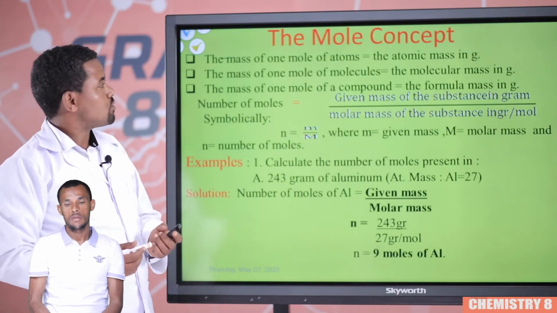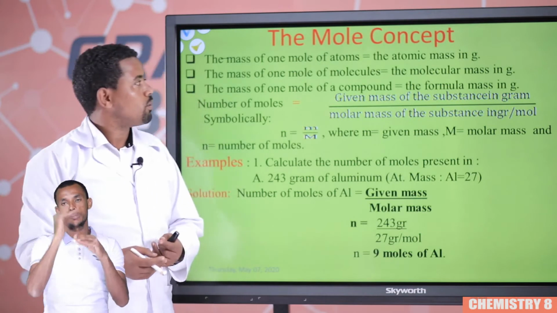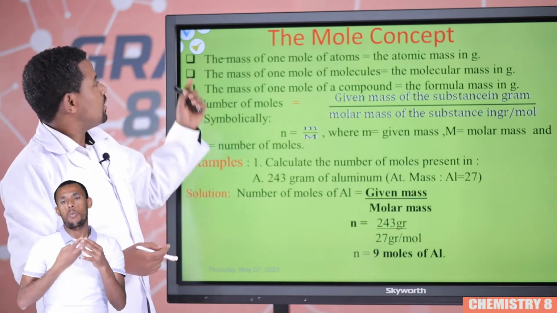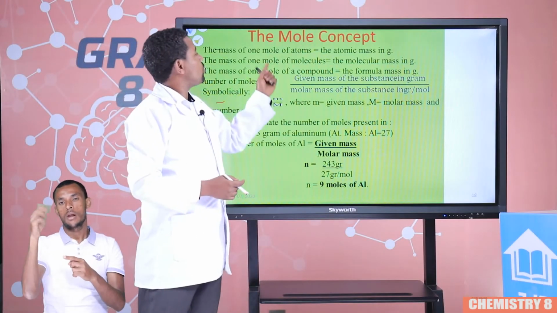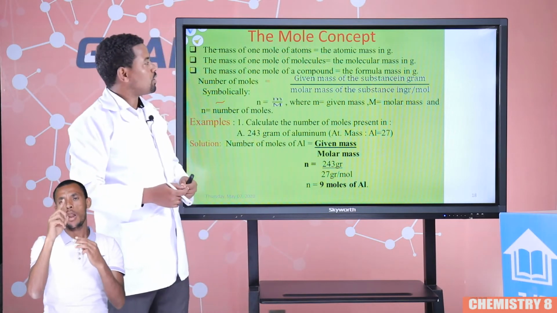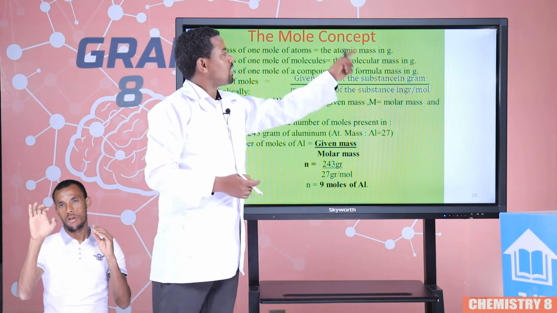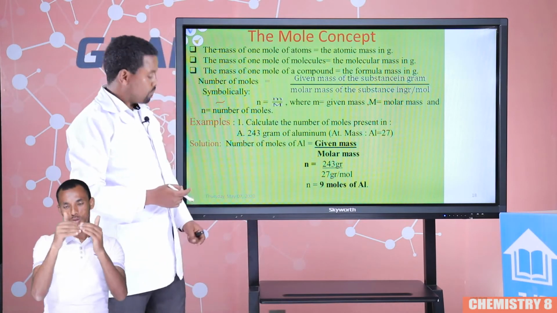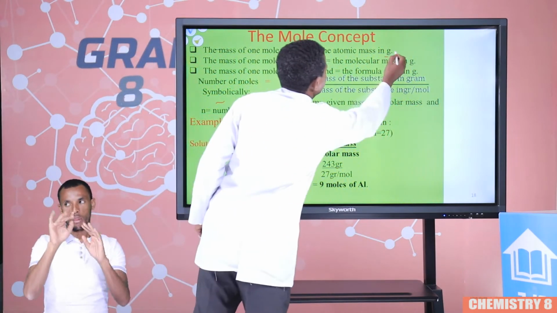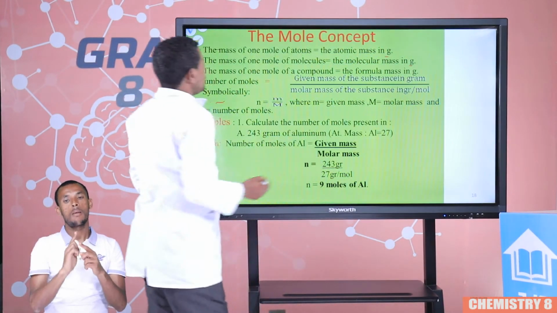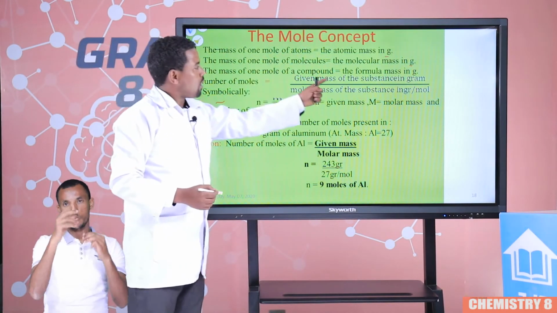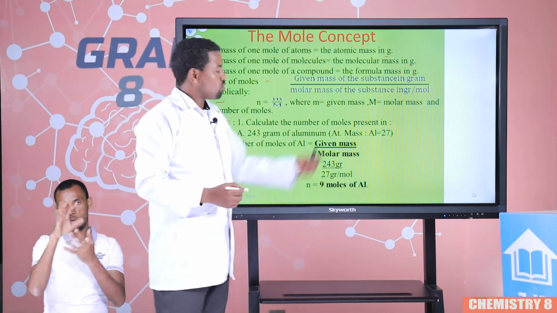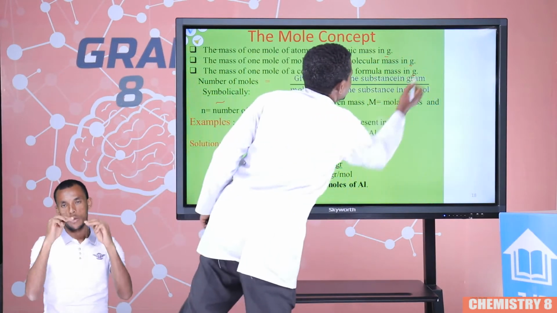So having the mole concept, we can also try some calculations. The mass of 1 mole of a molecule is equal to the molecular mass in gram. The mass of 1 mole of a compound is equal to the formula mass of the compound in gram.